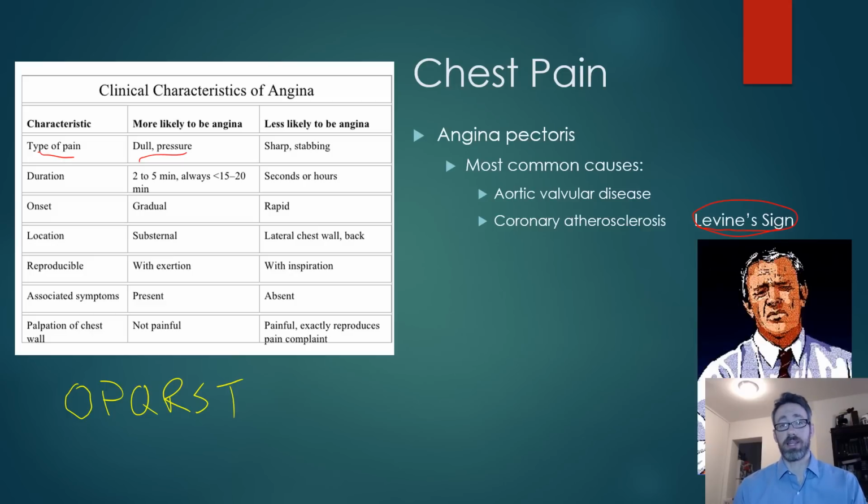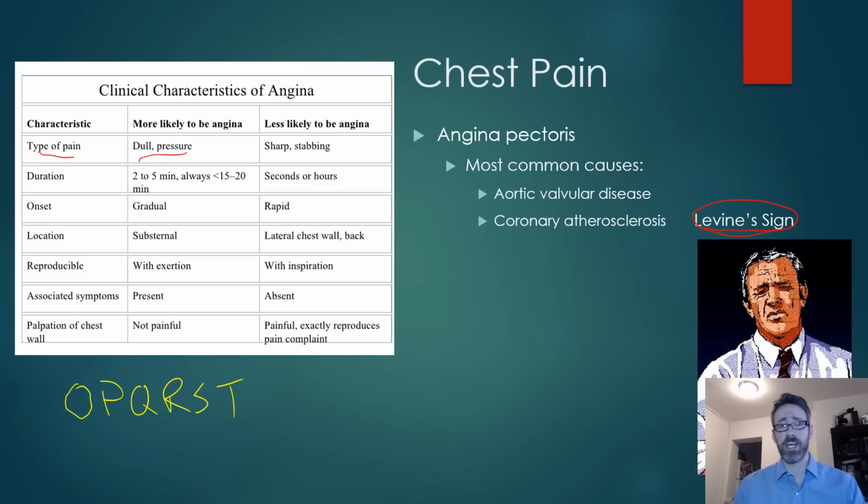P stands for palliation. What makes it better? When you stop and rest, for example. The flip side is what makes it worse, such as when I exert myself or when I get stressed out. Q stands for quality. You want to know the quality of the pain. Is it dull, kind of a crushing pain, or is it more of a sharp stabbing pain, or a ripping or tearing pain, and so on? That can give us a lot of information in understanding what's going on.